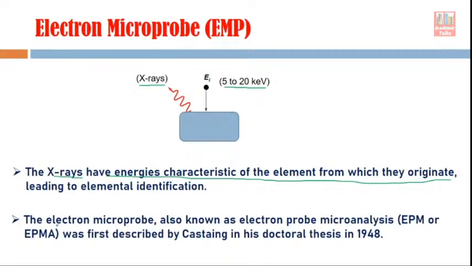Now this electron microprobe is also known as electron probe microanalysis, and in short form we can write it EPM or EPMA, meaning electron probe microanalysis. This phenomenon was first described by the scientist Castaing in his doctoral thesis in 1948, and it is a very useful technique for the characterization of materials, and mainly we are concerned with semiconductor materials.